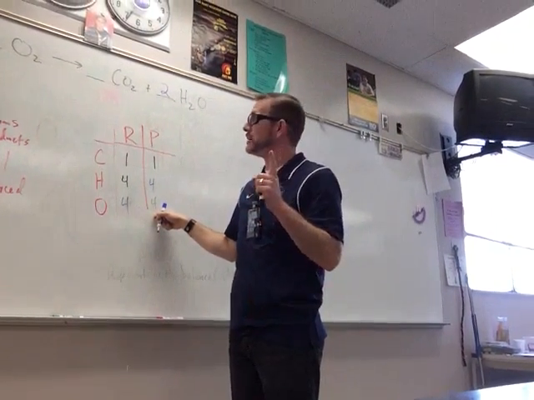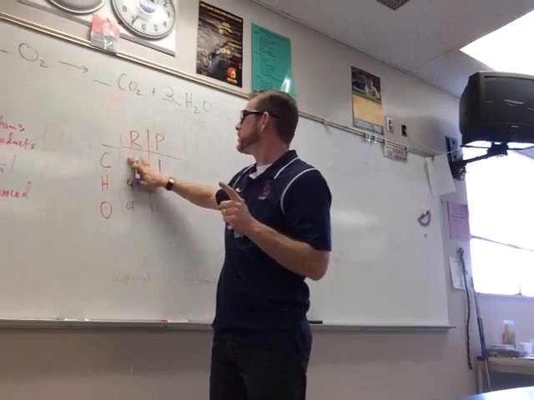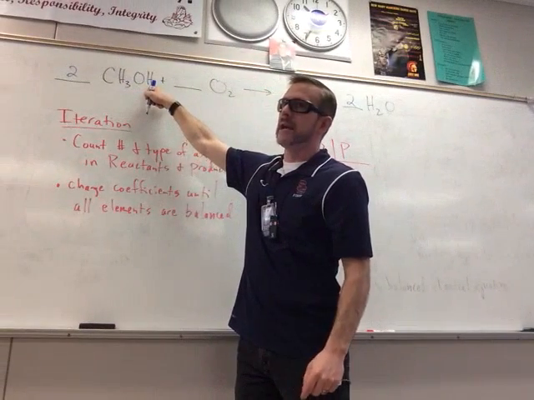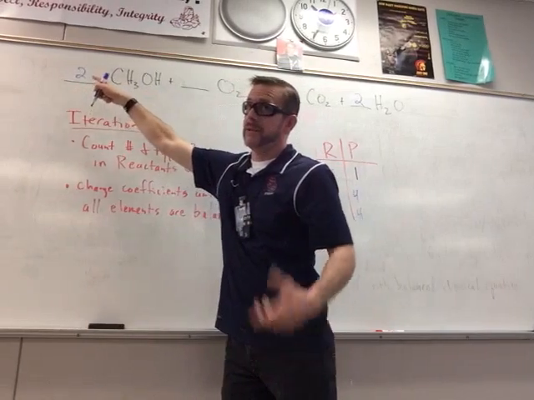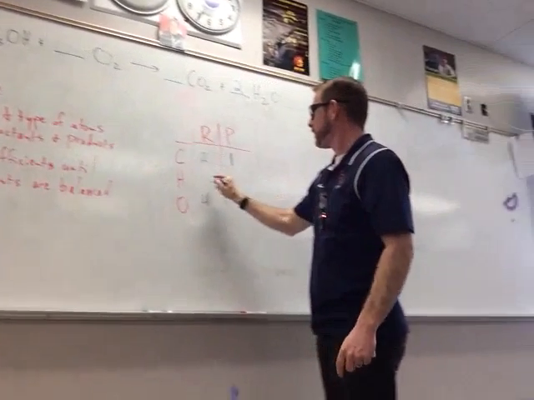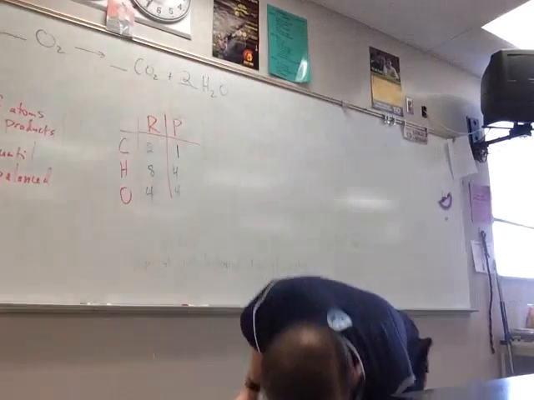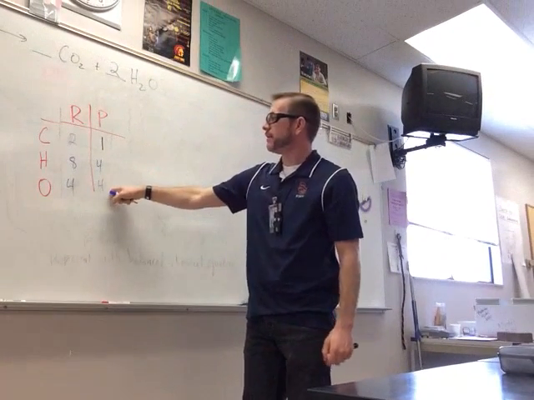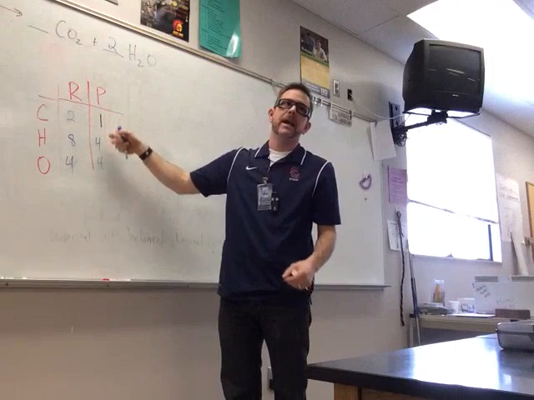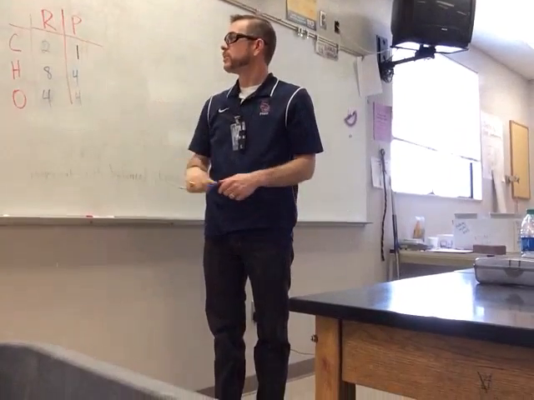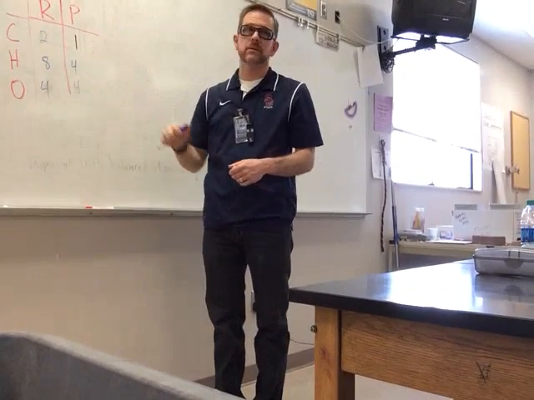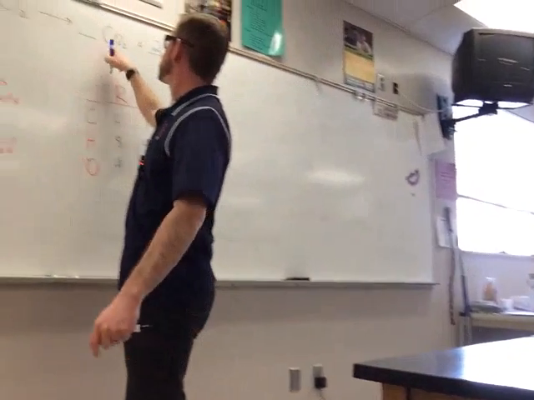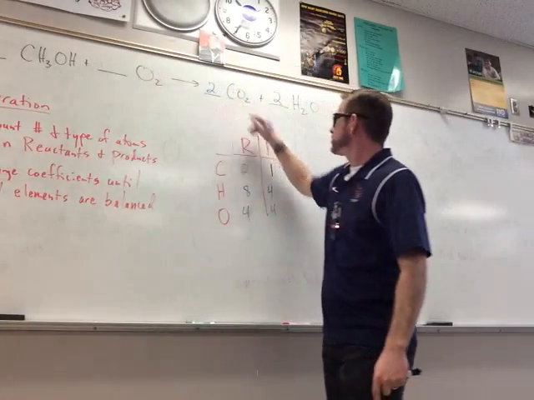So now my oxygen is fixed. But now I have 2 carbons over here. And when I had 4 hydrogens, now I have 2 of those, so that makes 8. So by fixing the oxygen, we broke the carbon and the hydrogen. So which one do you want to fix first, the carbon or the hydrogen? Carbon? Okay. We need 1 more carbon, so that's on the product side. So we're going to put a 2 there. That gives me 2 carbons.